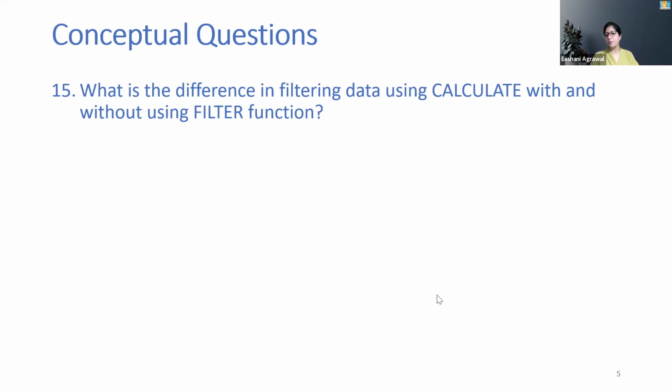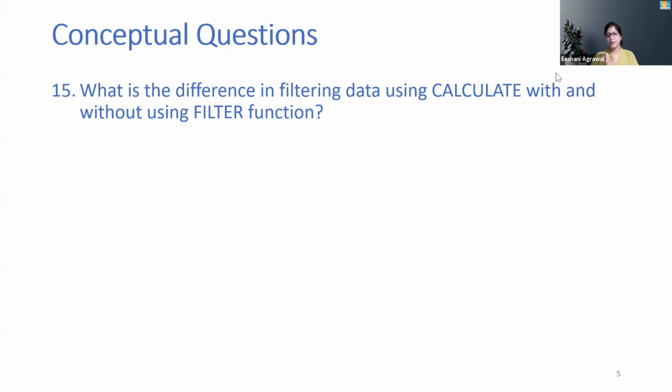Now we come to the favorite part. What is the difference in filtering data using CALCULATE with and without a FILTER function? So the FILTER function also does filtering. CALCULATE is also doing filtering. And we have seen that we can use CALCULATE to filter, and sometimes we are using CALCULATE and a FILTER function inside a CALCULATE. What is the difference?